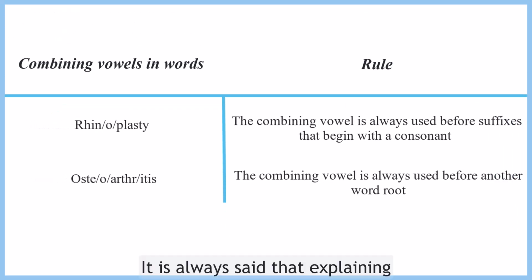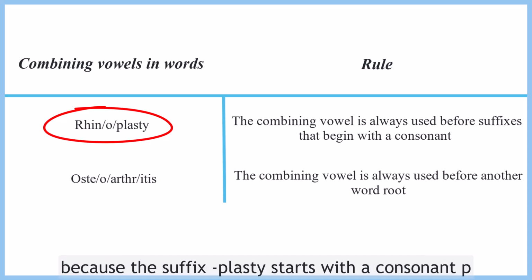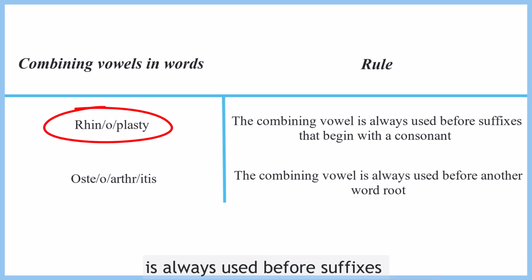It is always said that explaining with examples does the job. So in rhinoplasty, you notice that the combining vowel, which is O, is added because the suffix plasty starts with a consonant P. Hence, the rule says that a combining vowel is always used before suffixes that begin with a consonant. Keep it in mind.